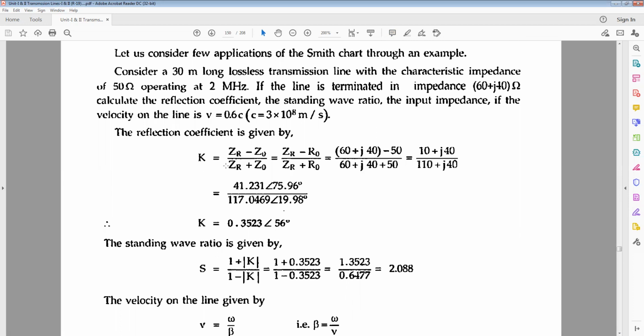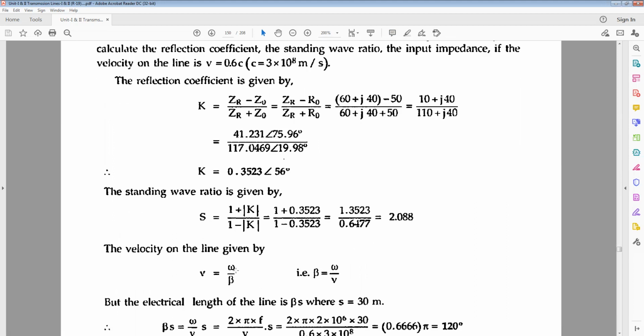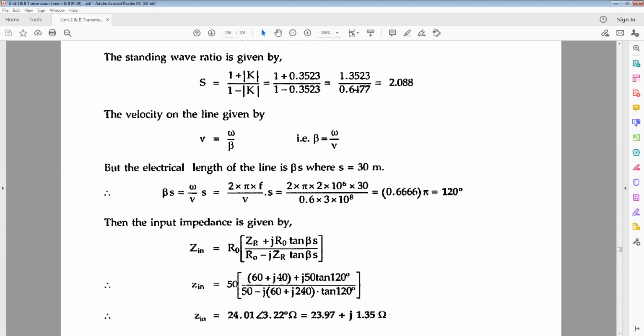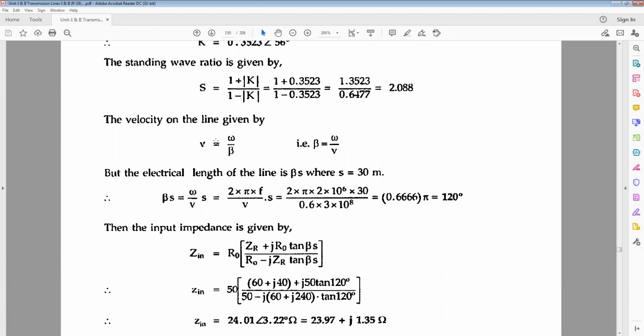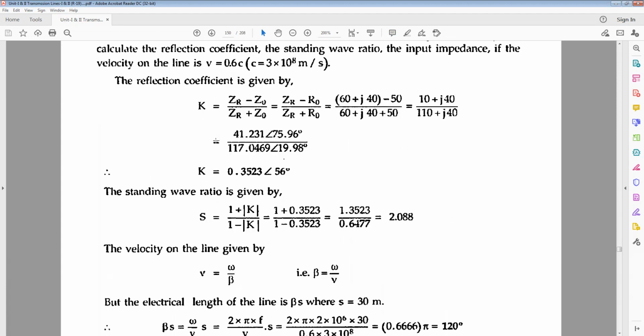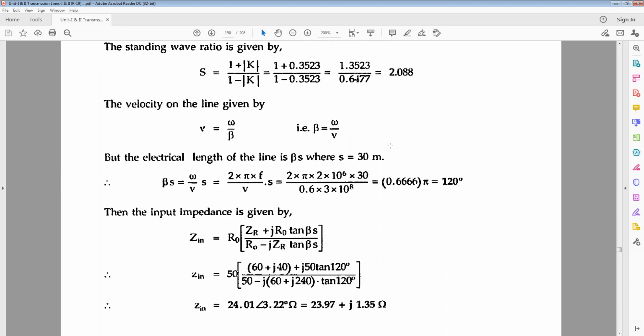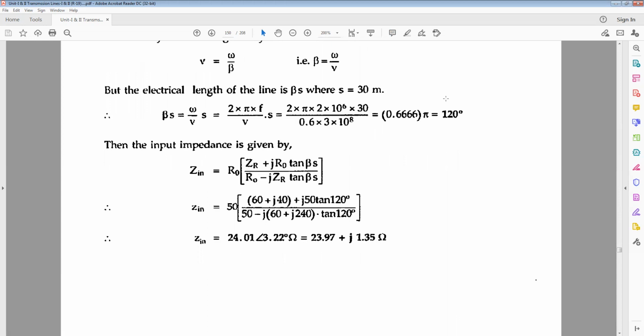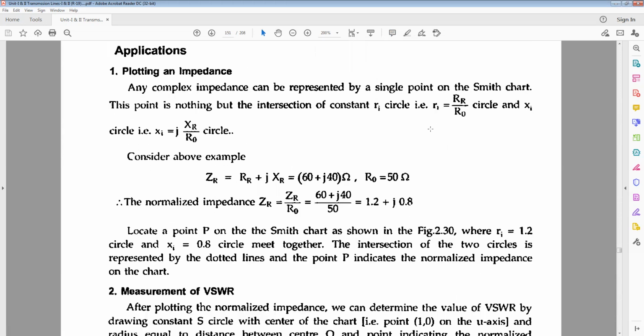K is equal to ZR minus Z0 by ZR plus Z0, and S is equal to 1 plus K by 1 minus K, and velocity v is equal to omega by beta, and beta is beta S. To find the input impedance, the tan beta S, the velocity, the standing wave ratio, and the reflection coefficient, you can find them by using these formulas. We already saw this in the Smith chart. Okay, now we go to find it on the Smith chart.